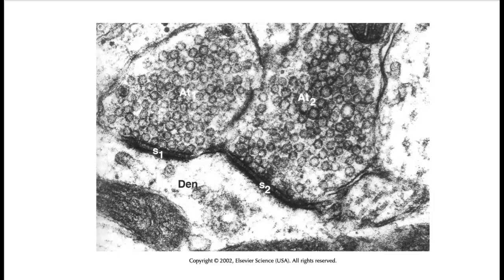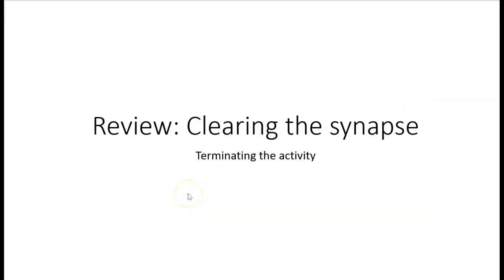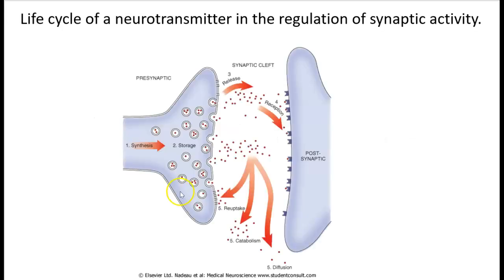Okay, I'm backpedaling just a little bit to show you the slide we looked at before, where we're looking at a dendrite on one side and a synapse, or a couple of synapses here, with axon terminals and vesicles, just because it's a cool electron micrograph of this area. We looked at some of the effects of how to clear the synapse.